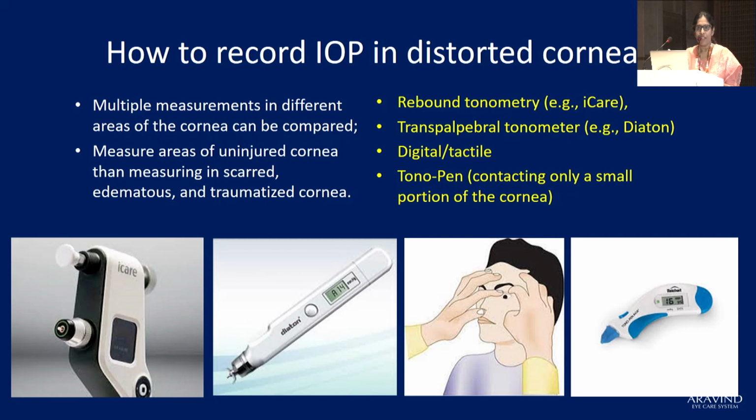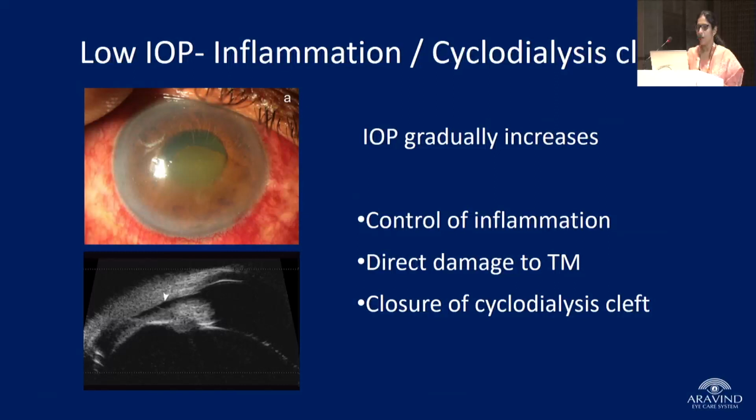And sometimes it might not be possible to even use these instruments, so we'll have to just go with our digital or tactile sensation and compare it with the other eye. It is important to compare it with the other eye. You use the other eye as a reference to see if the pressure is low or high. Not always do we see patients with trauma having high intraocular pressure. Often we do see patients who have low intraocular pressure.